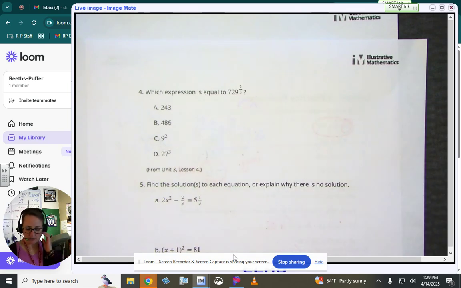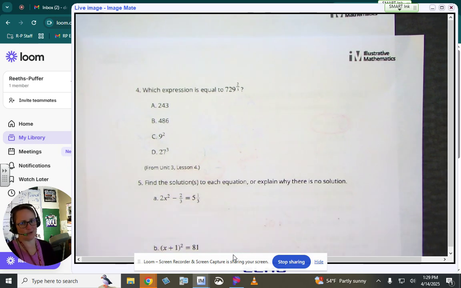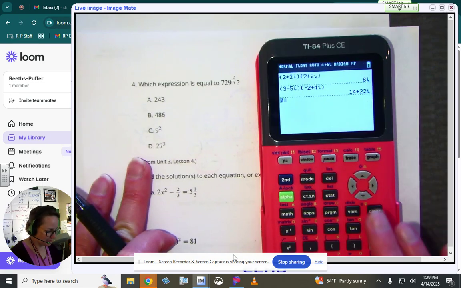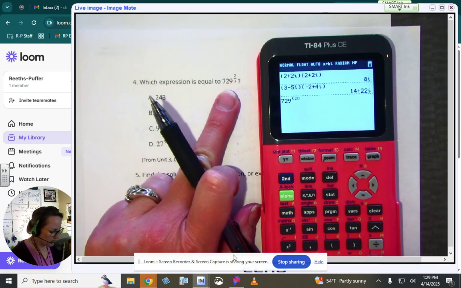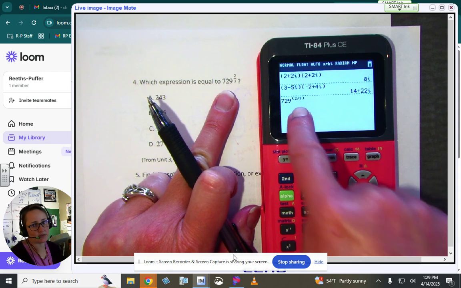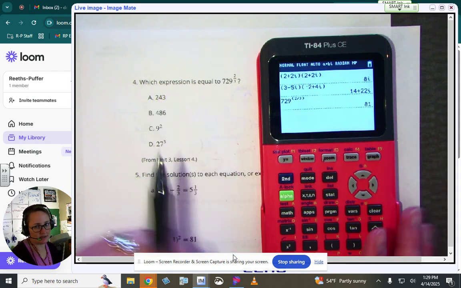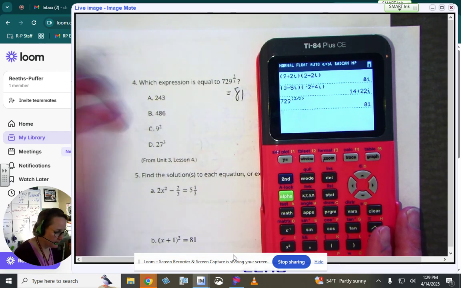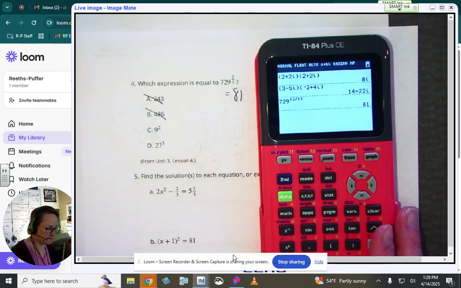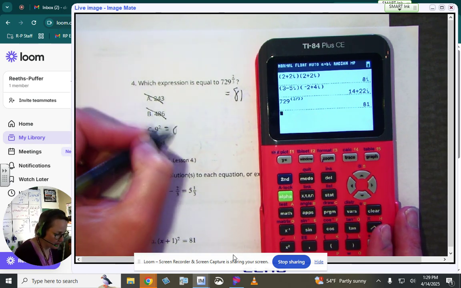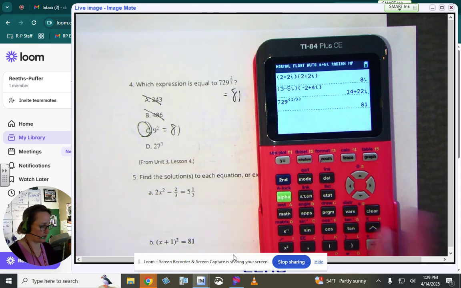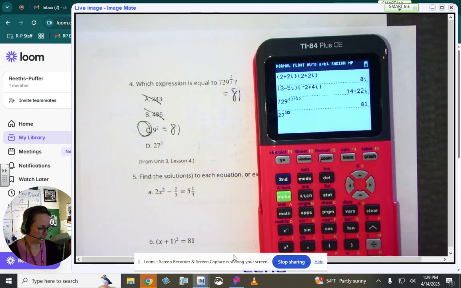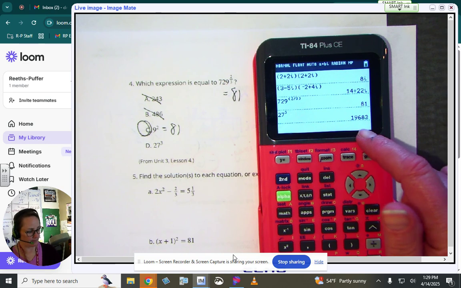Which expression in number 4 is equal to 729 to the 2/3 power? Okay, this is back to lesson 4, so I'm going to go a little bit faster. I'm actually going to just use my calculator for this. Just remember that I'm going to put any fraction in parentheses. So just typing this in, 81. Definitely not equal to 243 or 486, but 9 squared equals 81, so that looks good. 27 to the 3rd is definitely not 81.